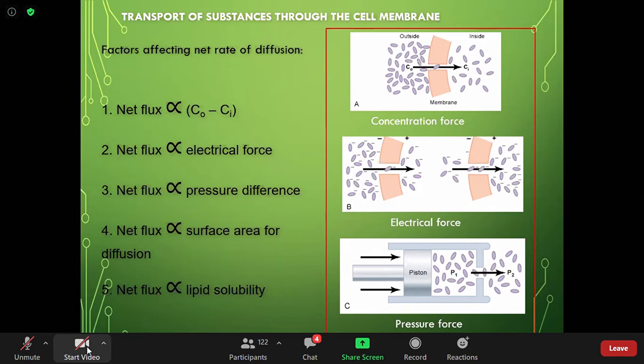And then the lipid solubility. Net flux is proportional to the lipid solubility. Remember, this is a bilipid layer. And some substances are lipid soluble and others are not lipid soluble. The oxygen and carbon dioxide are very lipid soluble, so they just pass through the membranes easily.